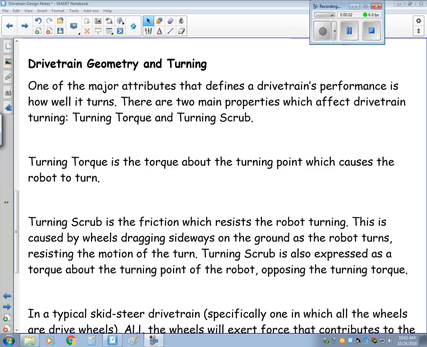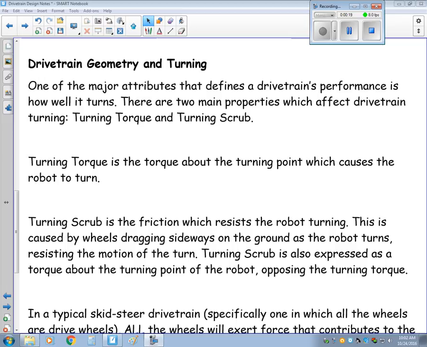Okay, this is video 3. Alright, this one we're going to start talking about drivetrain geometry and turning. One of the major attributes for a drivetrain's performance is how well it turns. And then there are two main properties which affect turning: torque and turning scrub.